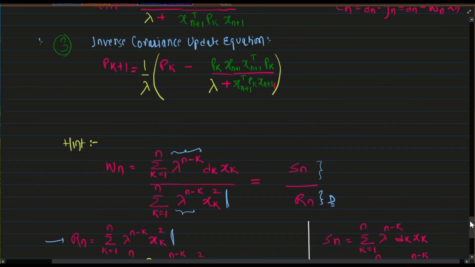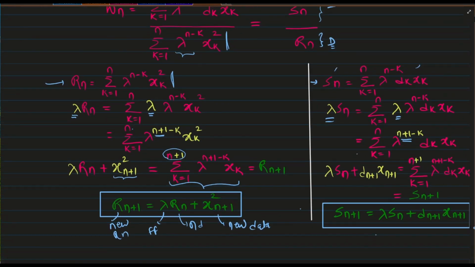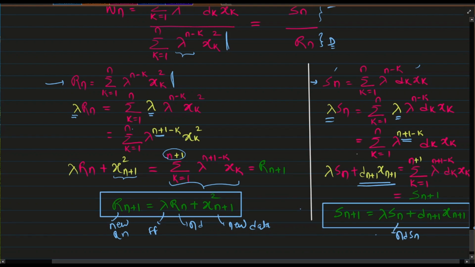As far as the numerator is concerned, I have taken this Sn, listed it here, and again did the same thing. I multiplied both sides with lambda, which adds 1 to this, so it becomes n plus 1, and to both sides I add the n plus 1th term, which is this one. When I do this, n moves from n to n plus 1, which is the classic definition of Sn plus 1. So Sn plus 1 is lambda multiplied by the old Sn plus this expression, which is the cross correlation between the desired signal and the input signal at time n plus 1. This is the n plus 1th term.